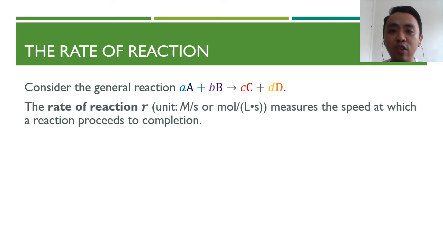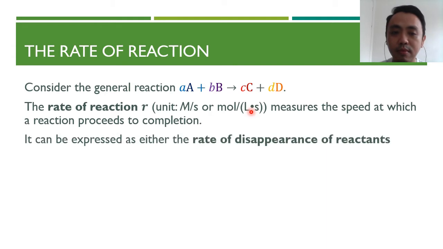The rate of reaction R tells us the speed at which a reaction proceeds to completion. The symbol for the rate of reaction is R, and the unit of the rate of reaction R is molar per second, that's capital M per s, or it can be written as mole per liter times second. The rate of reaction cannot be directly measured.